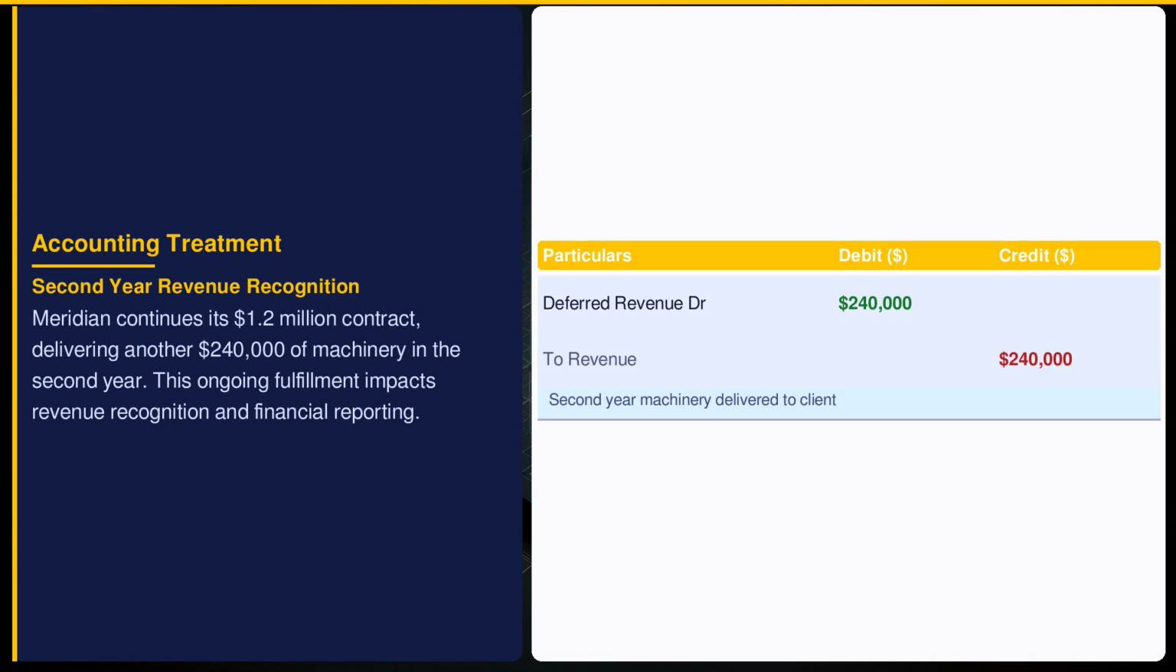As Meridian delivers $240,000 in machinery for the second year, it recognizes revenue equal to the delivery value by moving it from deferred revenue to revenue. ASC 606's performance obligation framework drives this entry, ensuring that revenue reflects completed delivery stages, maintaining consistency and reliability in financial reporting.